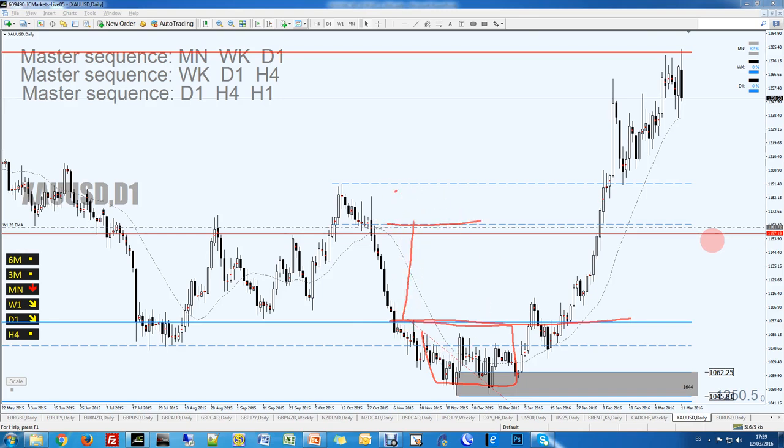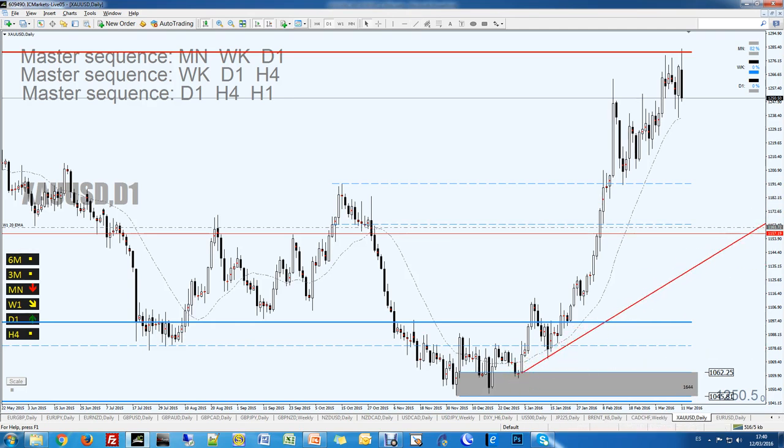We were mentioning these areas here, that this is not a good base, so set and forget cannot be placed here. And look what happened, it was not respected. So here you can say now that the daily is with me. Right here we've got an uptrend on the daily.